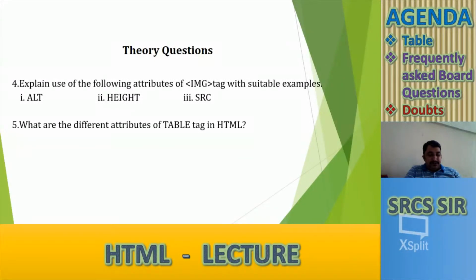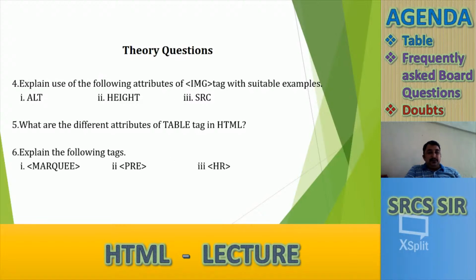Yes, good. Border, align, good. Cell spacing, good. Cell padding, very good. Row span, col span is not an attribute for table. So I'm consolidating the values. One is border, align, cell padding, cell spacing, then width, and then BG color. Yes, BG color you can give, right? So any five or six attributes you just write and write the use of that attribute. Yes, that's enough. Next question.